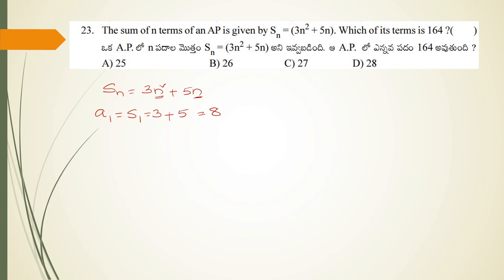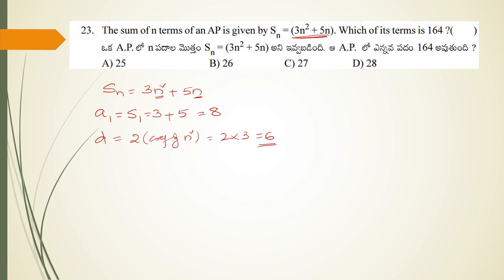Next, if I want to get the common difference, if you know the common difference, then we can do something, right? So whenever you are having Sn in this form, an square plus bn, then its common difference is given by 2 times the coefficient of n square, which is nothing but 2 into 3 is equal to 6.